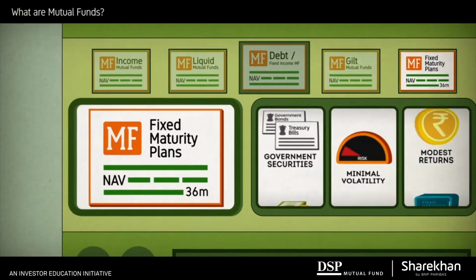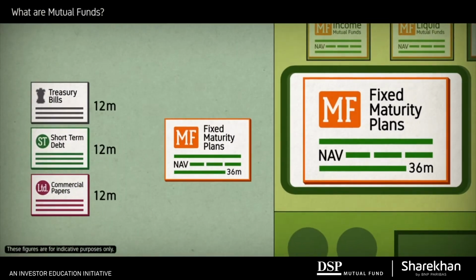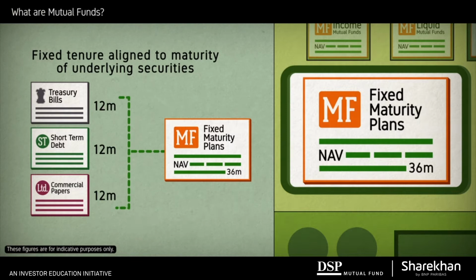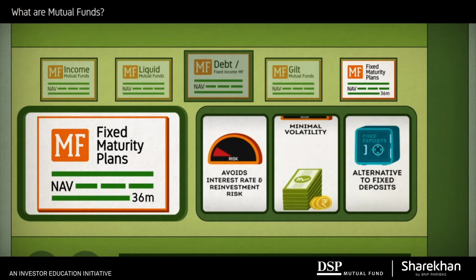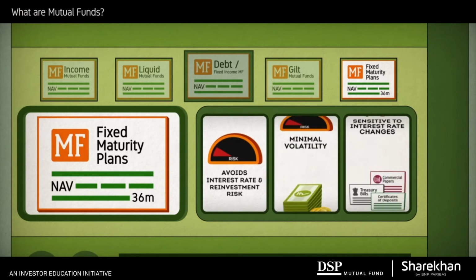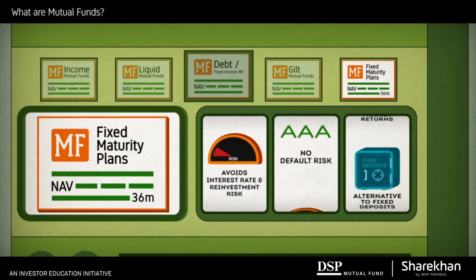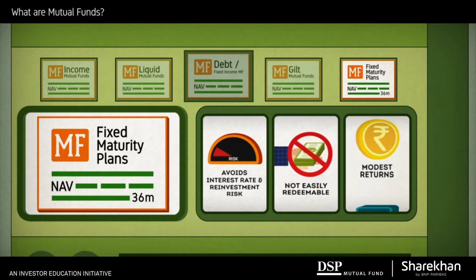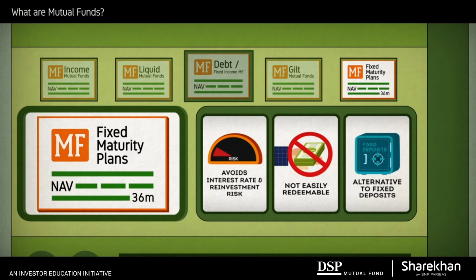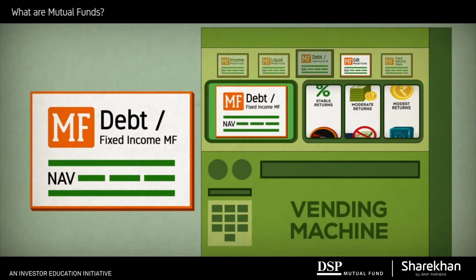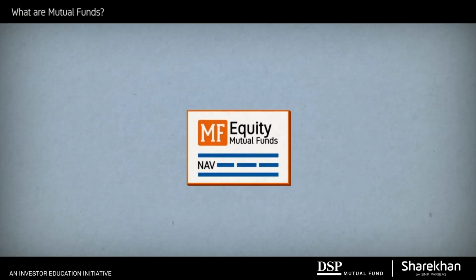Fixed maturity plans, FMPs, are close-ended debt funds with a fixed tenure aligned with the maturity dates of the securities held by the fund. This synchronized maturing takes care of interest rate risk or reinvestment risk. They require you to remain invested for a finite period, and unlike liquid funds, they are not easily redeemable. But because the returns are more stable and predictable within a range, they are also considered a great alternative to fixed deposits. Now that you have understood debt funds better, let us talk about equity funds.